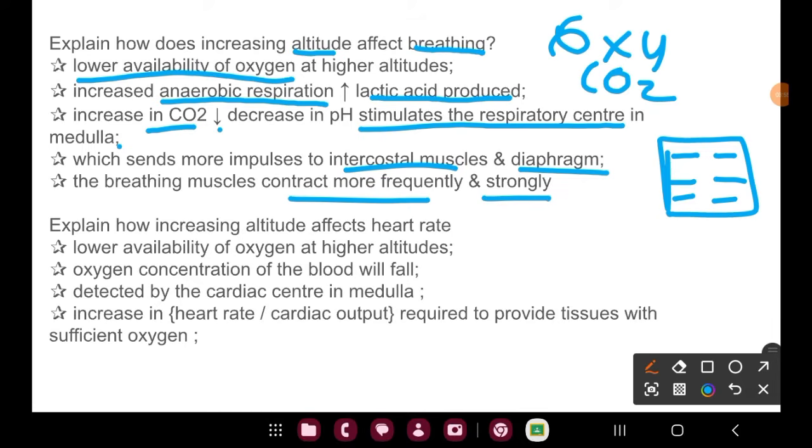And it also affects the heart rate. Why? Because there are again lower oxygen levels, the oxygen concentration of the blood will fall, detected by the cardiac center in the medulla, and there is an increase in heart rate to provide tissues with sufficient oxygen.